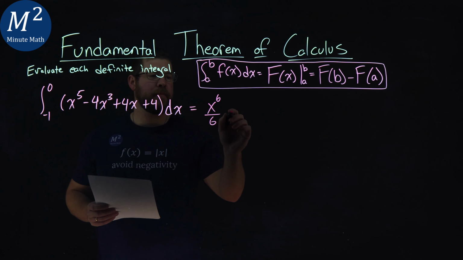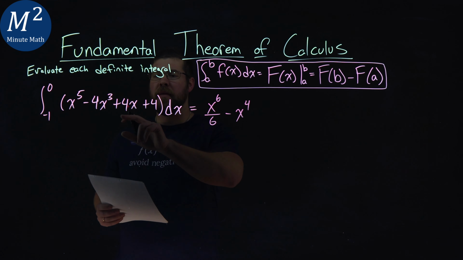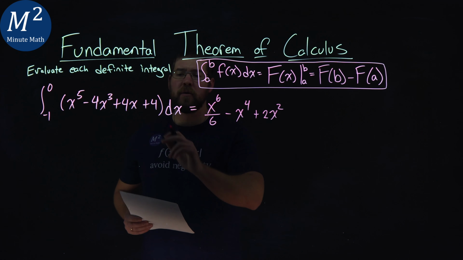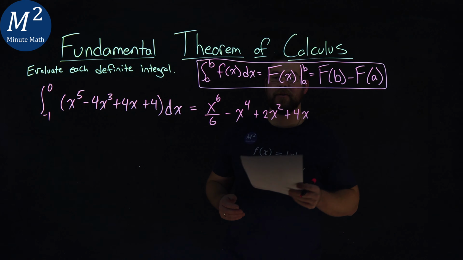Let's go each part here. Minus 4x to the third is just x to the fourth power. And then the integral of 4x is just 2x squared. And the integral of 4 is just 4x. Okay, make sure I got all. We're good.